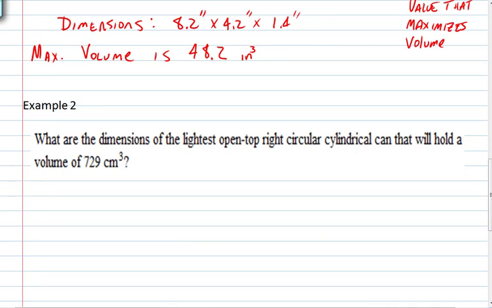what's our primary equation going to be? We want the lightest open-top right circular cylindrical can. If it's going to be the lightest, no matter what material it's made of, we've got to use as little as possible, right? That's surface area. The material that you're using. So we want to minimize surface area.